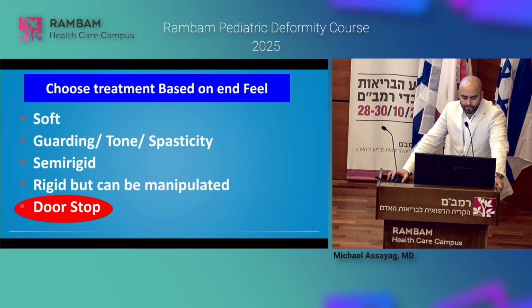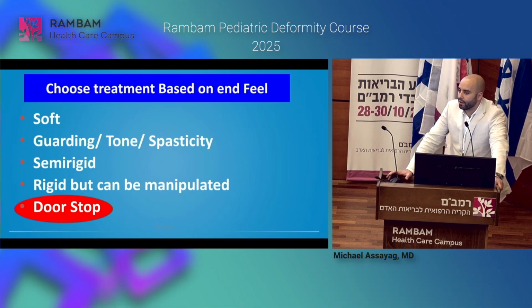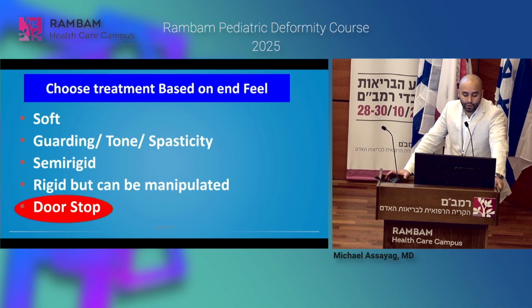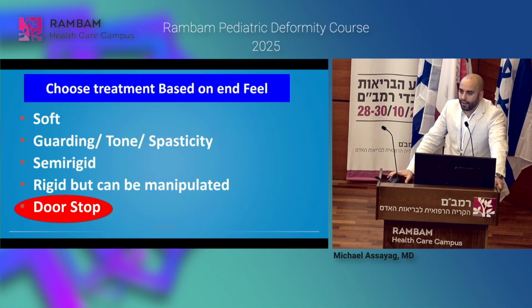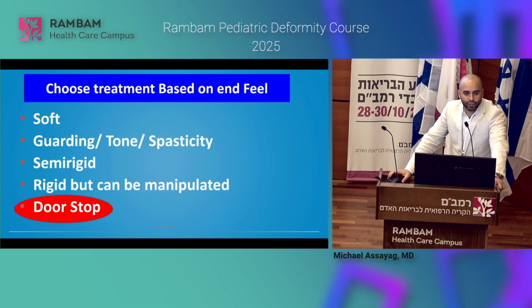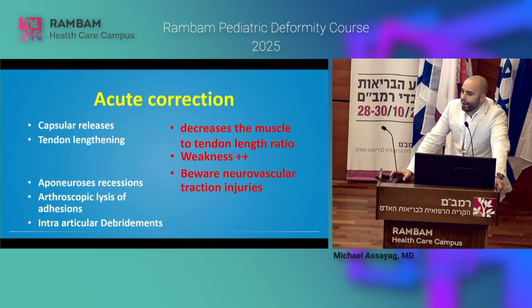Now, when is it that this type of treatment, the conservative method, will not work well? Well, usually if there's that doorstop or that hard end range in the joint, these conservative methods will not work well, and that's when we start thinking about surgical corrections. Acute corrections are a good way to proceed because it's a one and done.